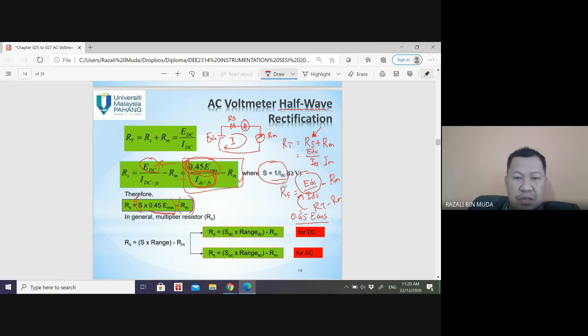So in general, the multiplier resistor RS can be solved using this. RS equals S times DC range minus RM for DC, and for a half wave rectifier, RS equals S AC multiplied by range AC minus RM. Hopefully you can understand this. So this is S and this is range. So what is range? This voltage.